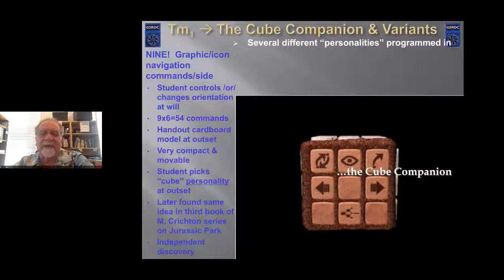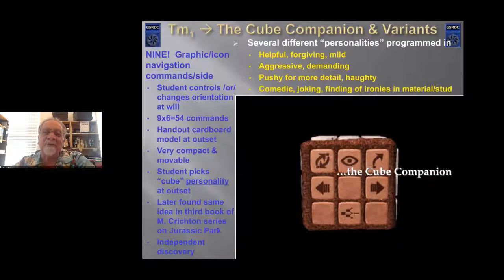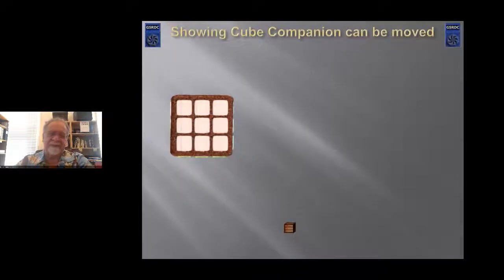We haven't even implemented it yet. We plan to have it have several different personalities. You could pick at the very beginning as a student whether it was going to be helpful, forgiving, and mild, or whether it was going to be aggressive and demanding of you, or whether it was going to be pushy for more detail and haughty about the material, or whether it was going to be comedic, joking, finding ironies in materials. And its movements and its personality would be maintained throughout the rest.